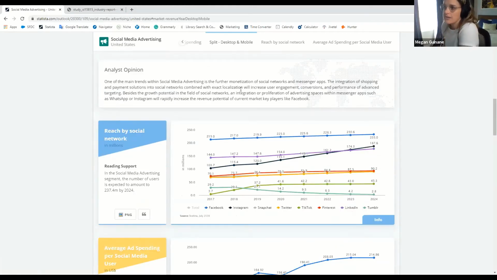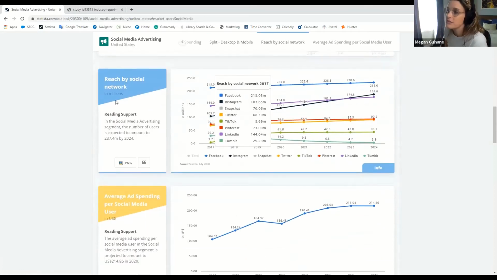We have these analyst opinions peppered throughout our outlooks. So if there's a point in time where you are seeing all these charts and wondering what this all means, we typically have an analyst opinion. This is written by an industry expert to kind of guide you into what you're looking at. So it's always helpful to have that there for you.